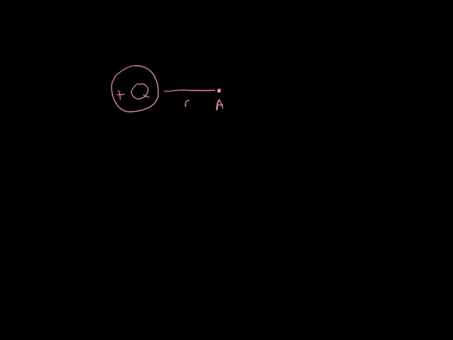Okay, and so on this slide, what we're going to look at is this specific visual example where we calculate the voltage at point A from this source charge, big positive Q. And this is what you get, and it's a positive value.